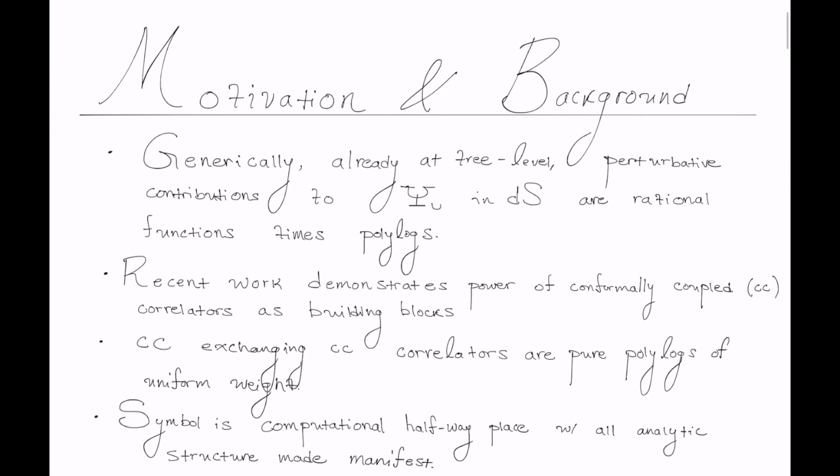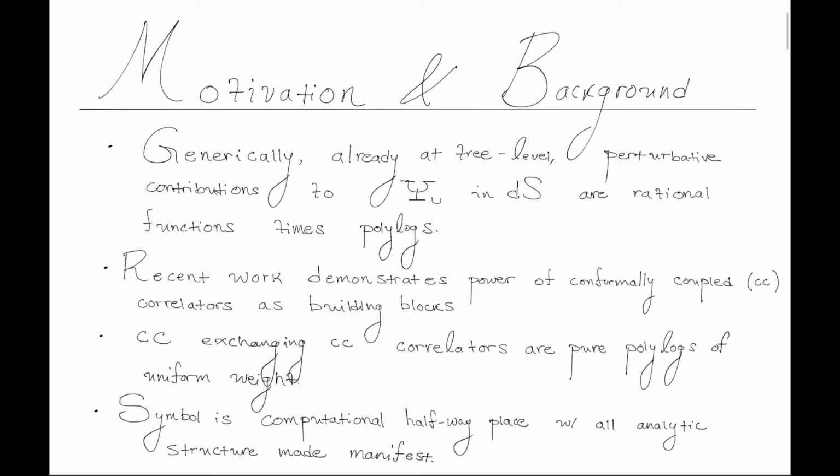So first, some general motivation and background. Generically, we already see at tree level that perturbative contributions to the de Sitter wave function are rational functions times polylogs. So this is already more analytic complexity than we're used to in flat space, where we only expect poles at tree level.